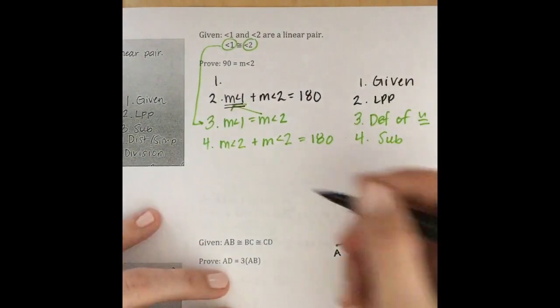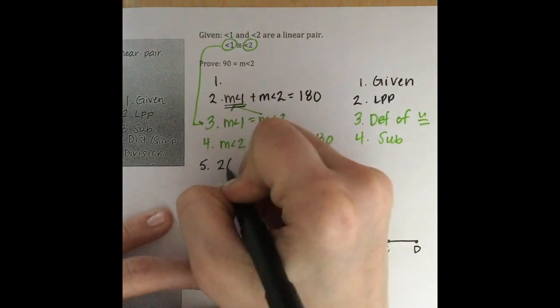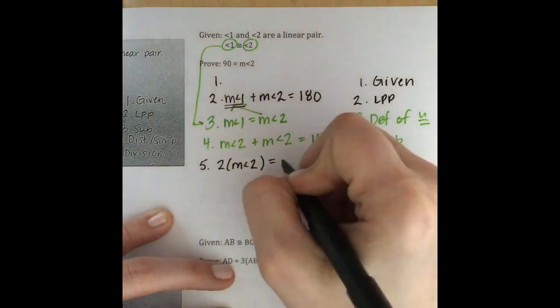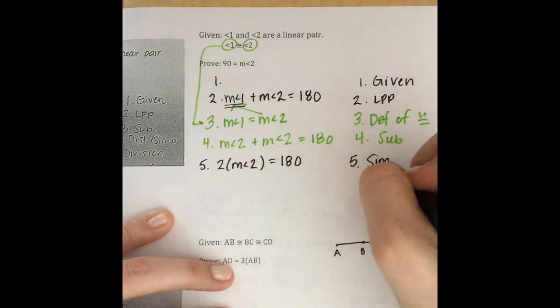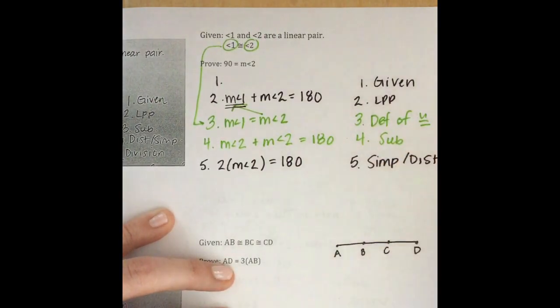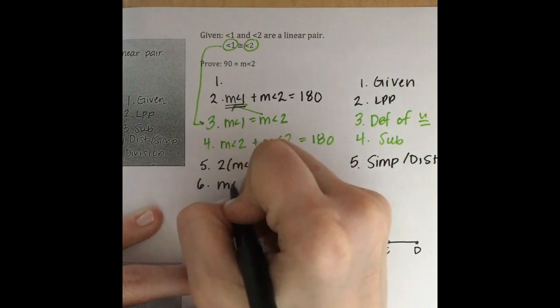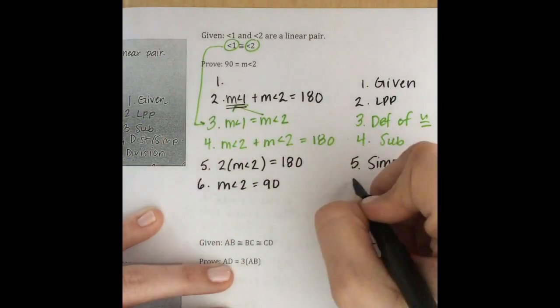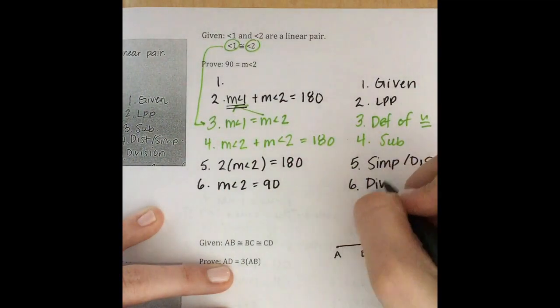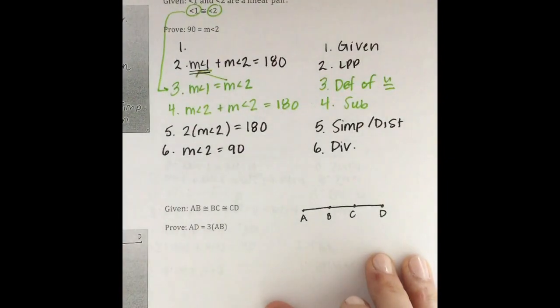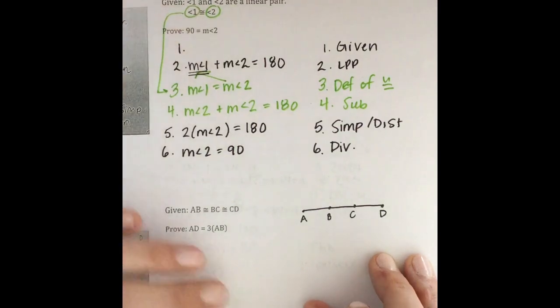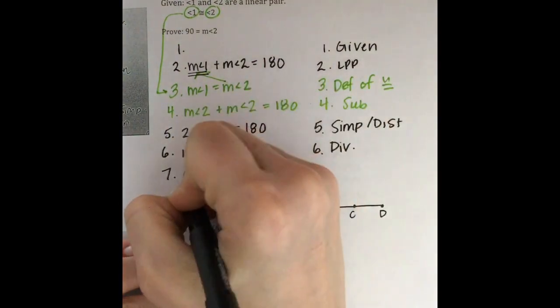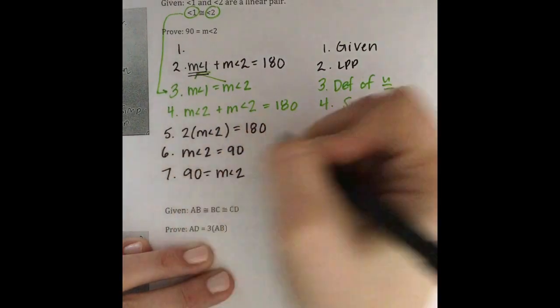Now the next few steps are exactly the same as we did in the last one. So if you look over to the left, you can see we did 2 times the measure of angle 2, because I still want to show that the measure of angle 2 is 90. And that's simplify or distributive, either one. Then I divide and get that the measure of angle 2 equals 90. And now the last step that's different is instead of wanting the measure of angle 2 equals 90, I want 90 equals the measure of angle 2. So I just need to flip that order. So I need to use symmetric and say 90 equals the measure of angle 2.